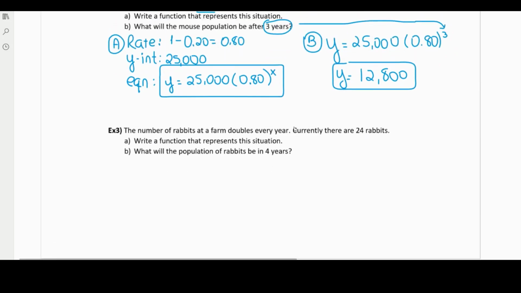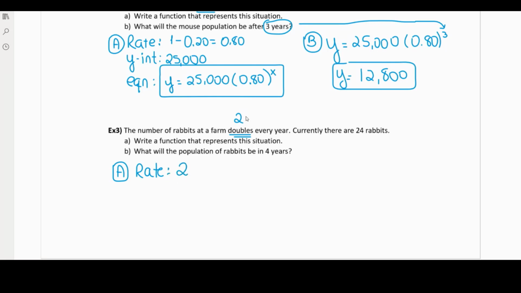Okay, the next problem says the number of rabbits at a farm doubles every year. Currently, there are 24 rabbits. Write a function that represents the situation. What will the population of rabbits be in 4 years? Well, doubles is not a percentage. Basically doubles means 2 times. So that means for the rate, we don't have to add or subtract from 1. We just have to write the rate, which is 2.